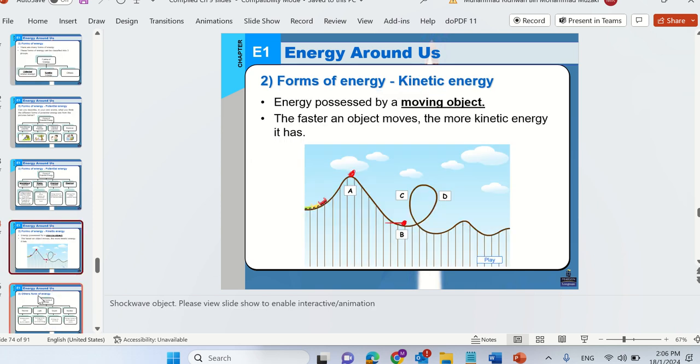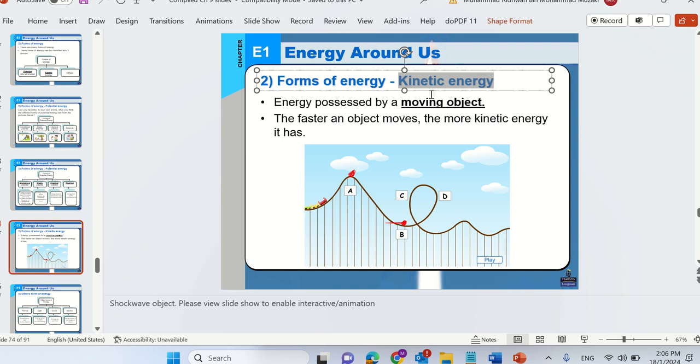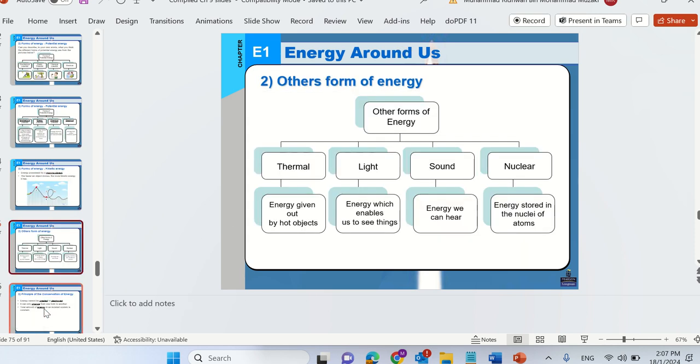Now let's talk about kinetic energy. When you see the term kinetic energy, you should associate it with energy possessed by a moving object. Anything that is moving will have kinetic energy. The faster an object moves, the more kinetic energy it possesses. And then there are various other forms of energy: thermal, which is heat energy, light energy, sound energy, and nuclear energy.